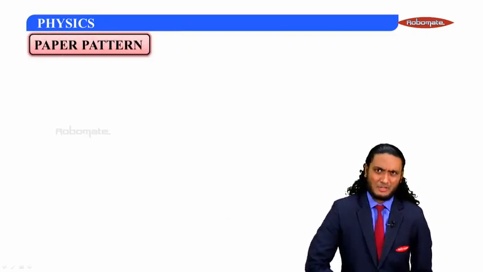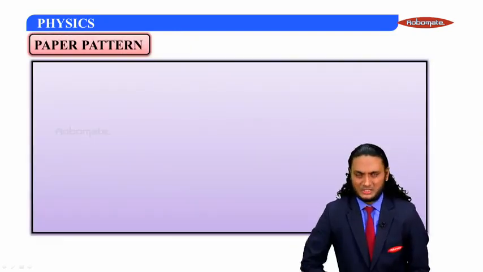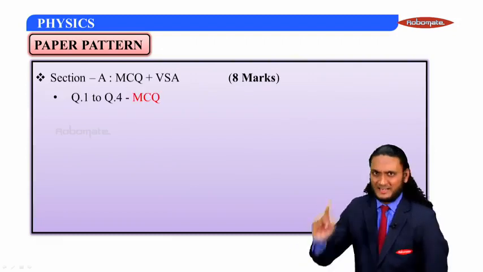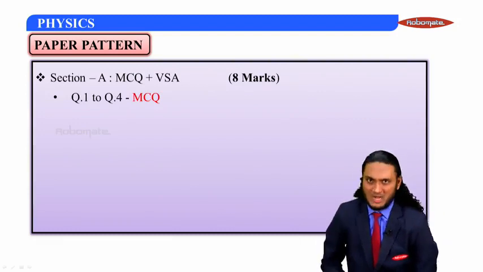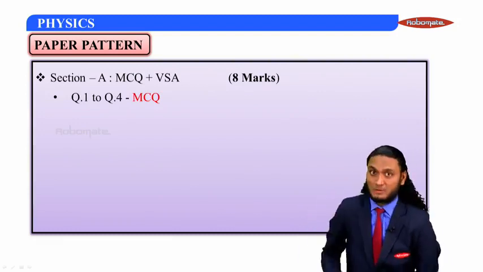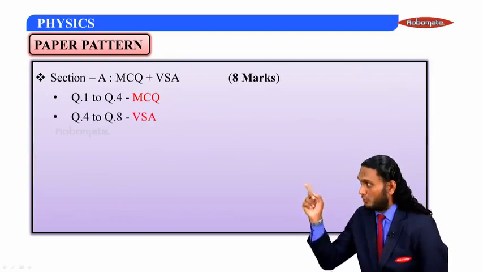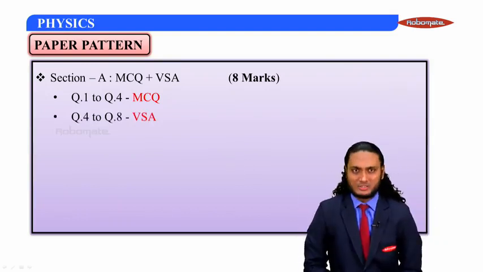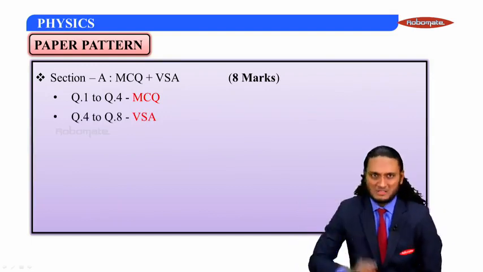Now students, I'm going to discuss with you the paper pattern. First of all, there are 4 sections. Section A contains MCQ and very short answer questions, and it is for 8 marks. Question number 1 to question number 4 is MCQ, multiple choice questions. And then question number 5 to question number 8 is very short answer questions. Alright, each question is 1 mark, so total 8 marks.